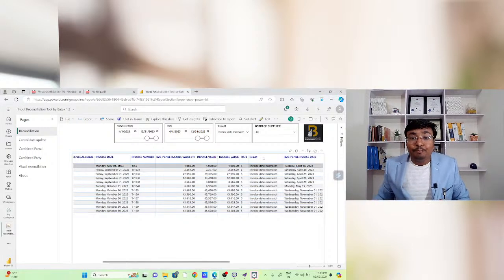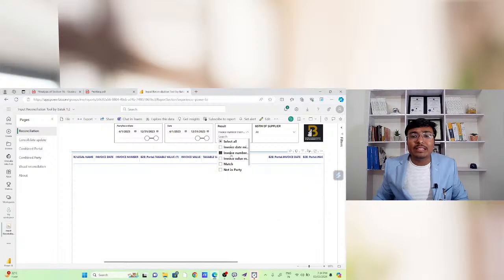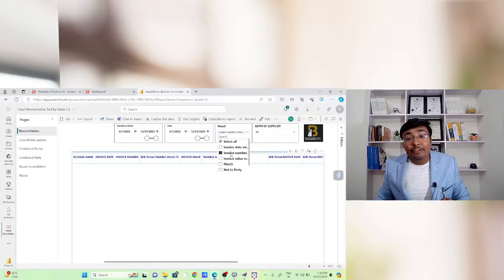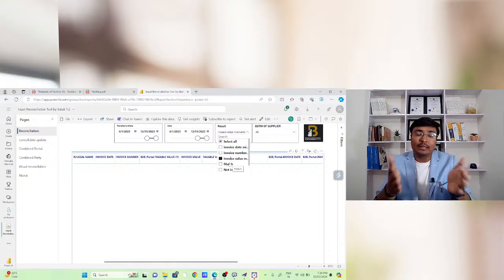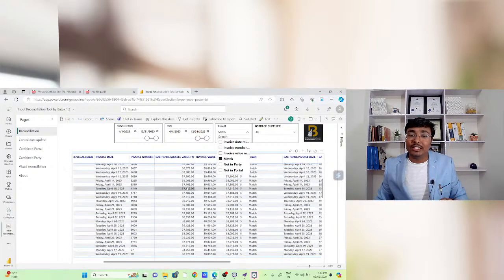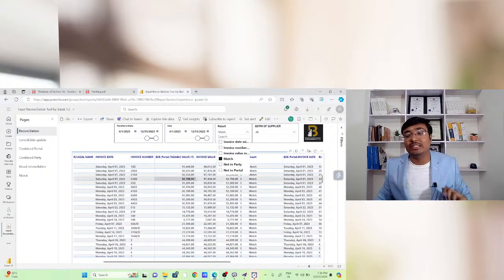Okay, now if you want to find out the invoice number mismatch, that is, the invoice in which there is a mismatch in invoice number, as in this particular sheet there is no invoice number mismatch, in that case no entry is there. If there is any mismatch in the invoice number, in that case the same will be shown. If you want to find the invoice value mismatch, the same will be there, as in this specific sheet there is no invoice mismatch. Now if you want to check the matched invoices, in that case all the matched invoices are there.